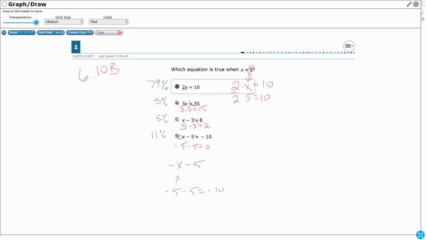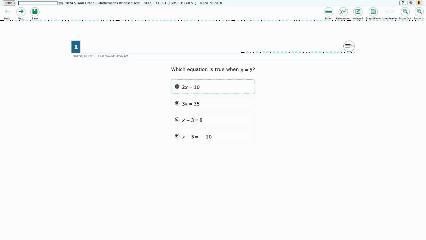So overall, this was a pretty easy item. Actually, this is the second easiest item on the test, so it's a great item for the students to get started with, and something that they should feel pretty satisfied about.